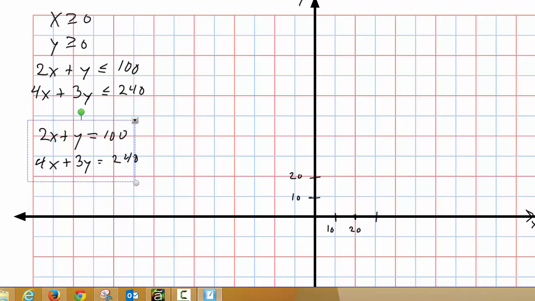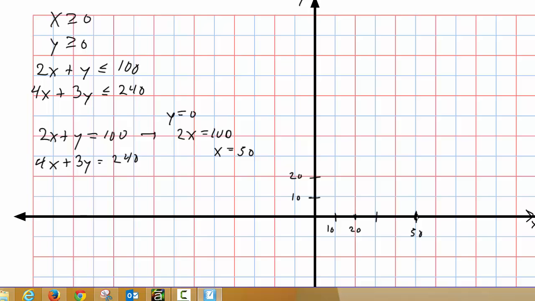So probably the easiest way to graph these is to actually think of where they intersect the x and y axis, namely the x and y intercepts. So for 2x plus y equaling 100, we want to know where it intercepts the x-axis. Well, the x-axis is precisely where y equals 0. So if we plug in y equals 0, we get 2x equals 100, and so x would be 50. So that means we go out here 1, 2, 3, 4, 5, right? So this right here at 50 is where it's crossing the x-axis.